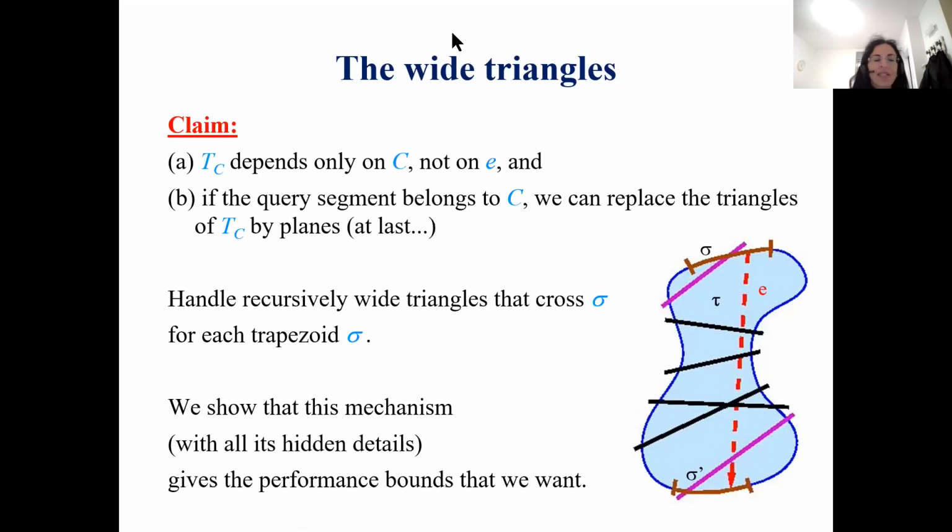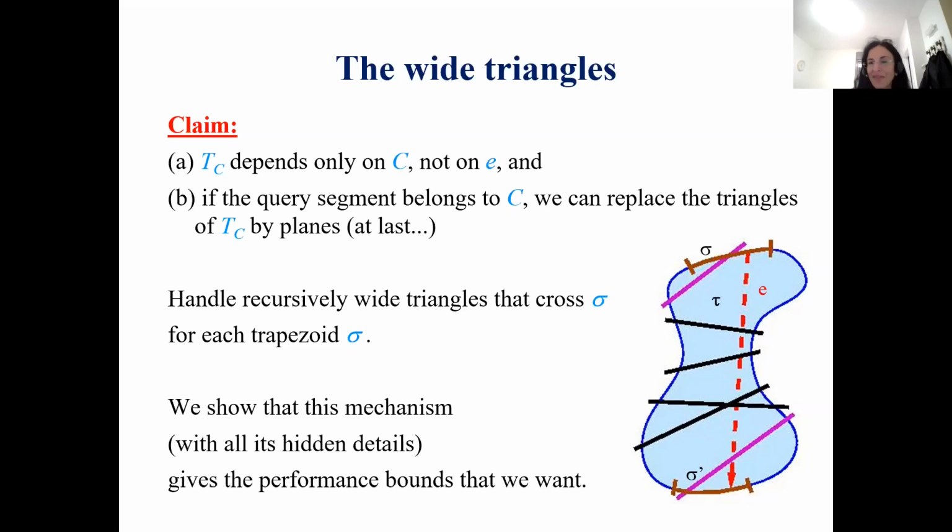So what we claim is that T of C, the set, depends only on the connected component C and not on E, meaning that if we change E a little bit, it still goes from sigma to sigma prime. And again, we exclude all the triangles that meet either sigma or sigma prime and leave only those triangles in between, then it is going to be the same set. If the query segment belongs to C, then we can actually replace the triangles of T of C by planes, because locally this is the behavior. So at last we get this reduction to planes.